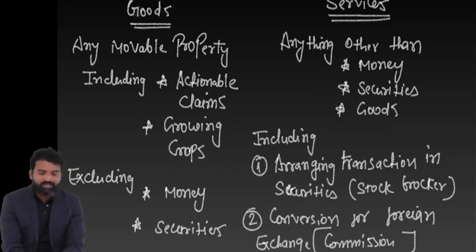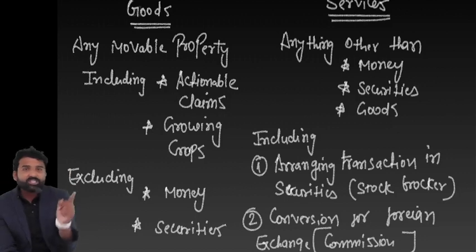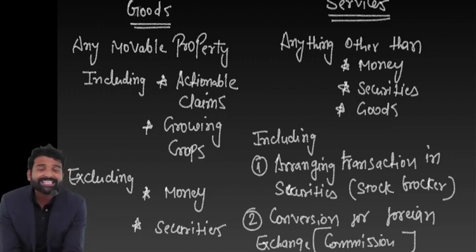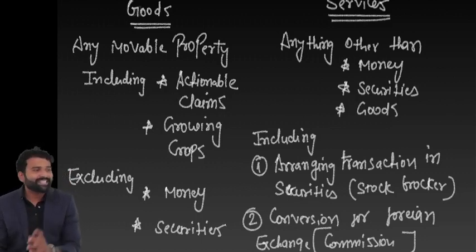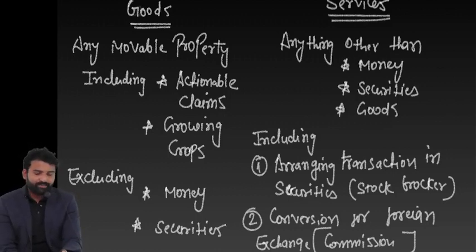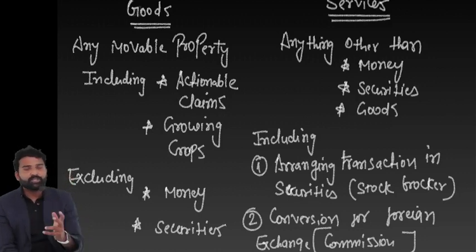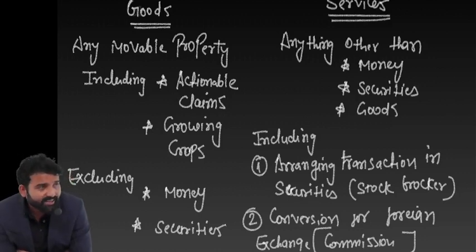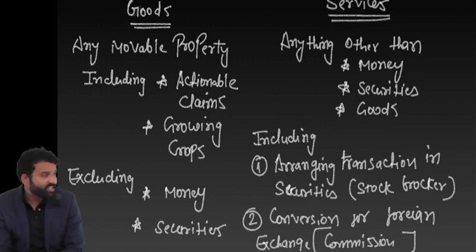Services, stock brokers. Second, exchange of money is not GST, but charging commission for foreign currency is under the ambit of GST. So the bank is charging commission for currency exchange. I want to sell my dollar or I want to sell my rupee. Then the bank will charge us a commission amount. Then on that commission amount, GST will be leviable. Listen, this is very important. Conversion of currency is covered under the ambit of services. So a bank is charging commission on the foreign exchange. That is under the ambit of GST and it is covered under the definition of services.